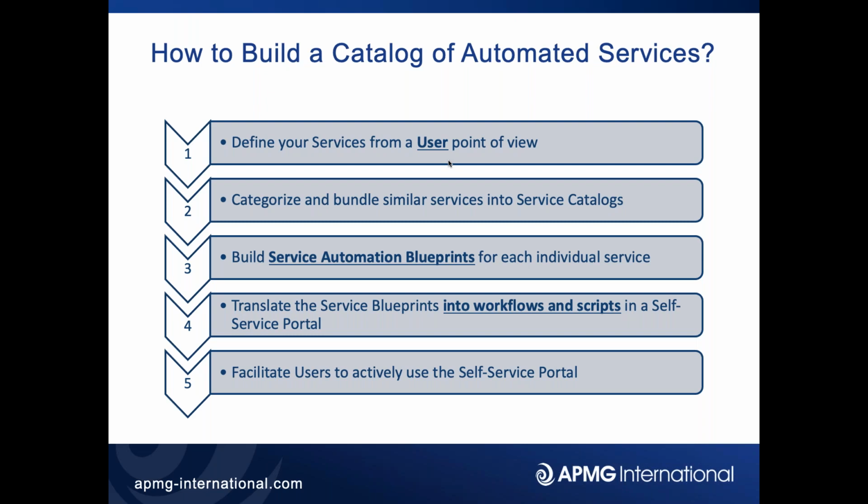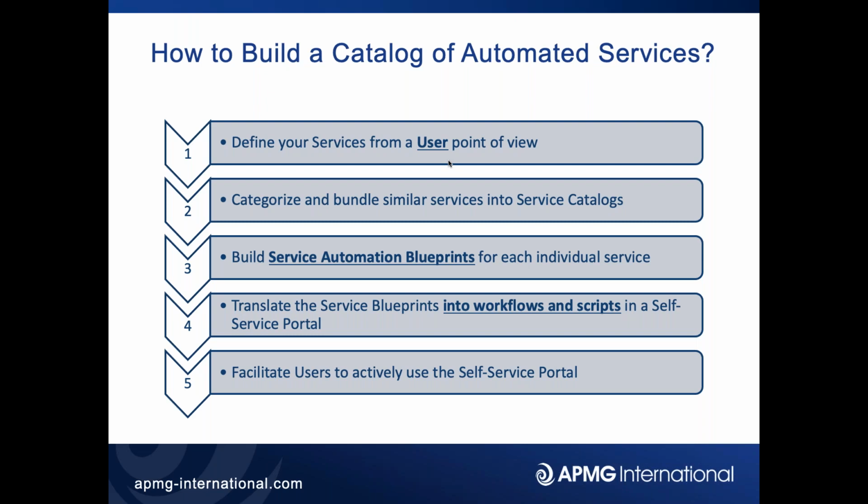But if we quickly look at the flow of things, we will need to start with defining services from a user point of view, meaning that we're always going to look at why a user would use this service and how their experience would be when they log into a portal and request this particular service. And although this sounds very easy, this is actually one of the hardest points for organizations because they frequently are used to defining services from their perspective. After we've done that, we can start to categorize and bundle these similar services into service catalogs, as we've just seen.